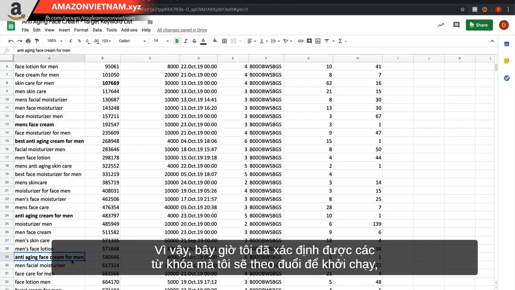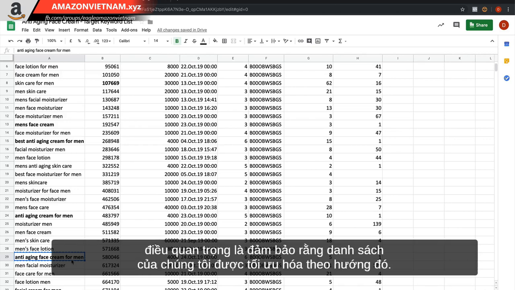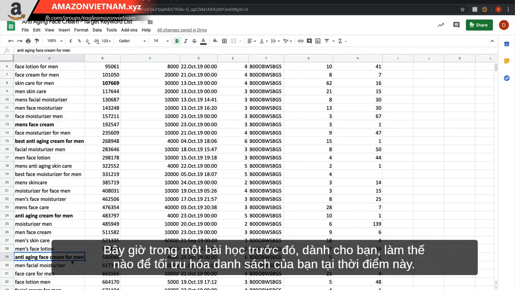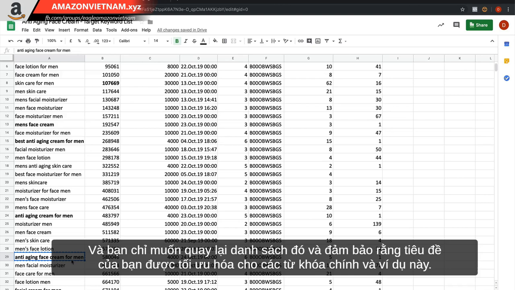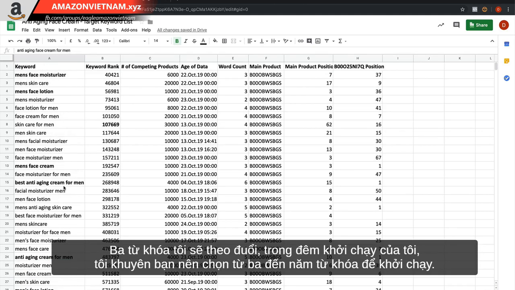So now that I've identified the keyword that I'm going to go after for my launch, it's important to ensure that our listing is optimized towards that. Now, in an earlier lesson, Rich taught you how to optimize your listing. At this point, you just want to go back to that listing and ensure that your title is optimized towards your main keywords. In this instance, the 3 keywords I'm going to go after during my launch, and I advise picking 3 to 5 keywords for your launch.